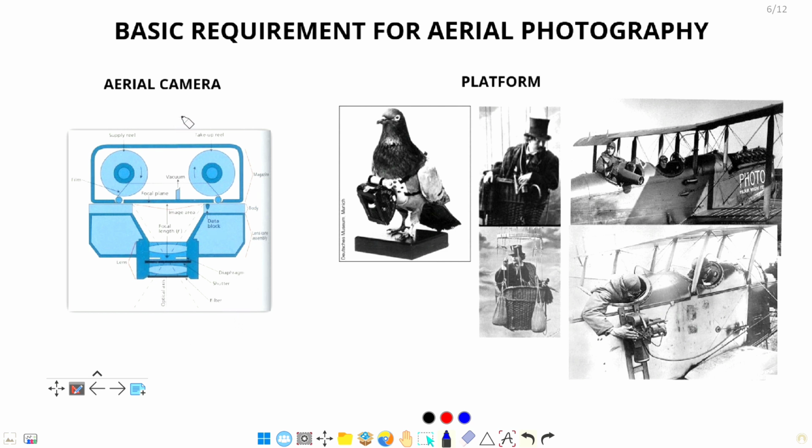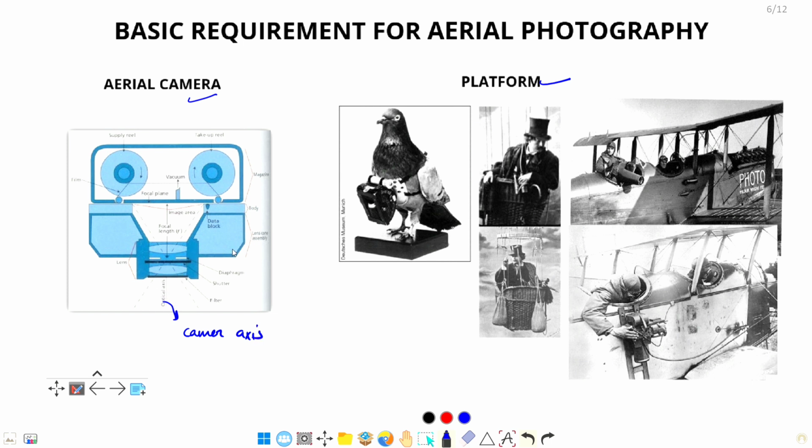Now moving further, the basic requirements for aerial photography. There are just two basic requirements, that is a camera and a platform. For photography you need a camera. Here is a diagram of a camera which was used in old days. Nowadays digital cameras are being used. This one is showing an interior diagram of cameras used in previous days. In this camera you can see the body axis, or we can say the camera axis, which is known as the optical axis.